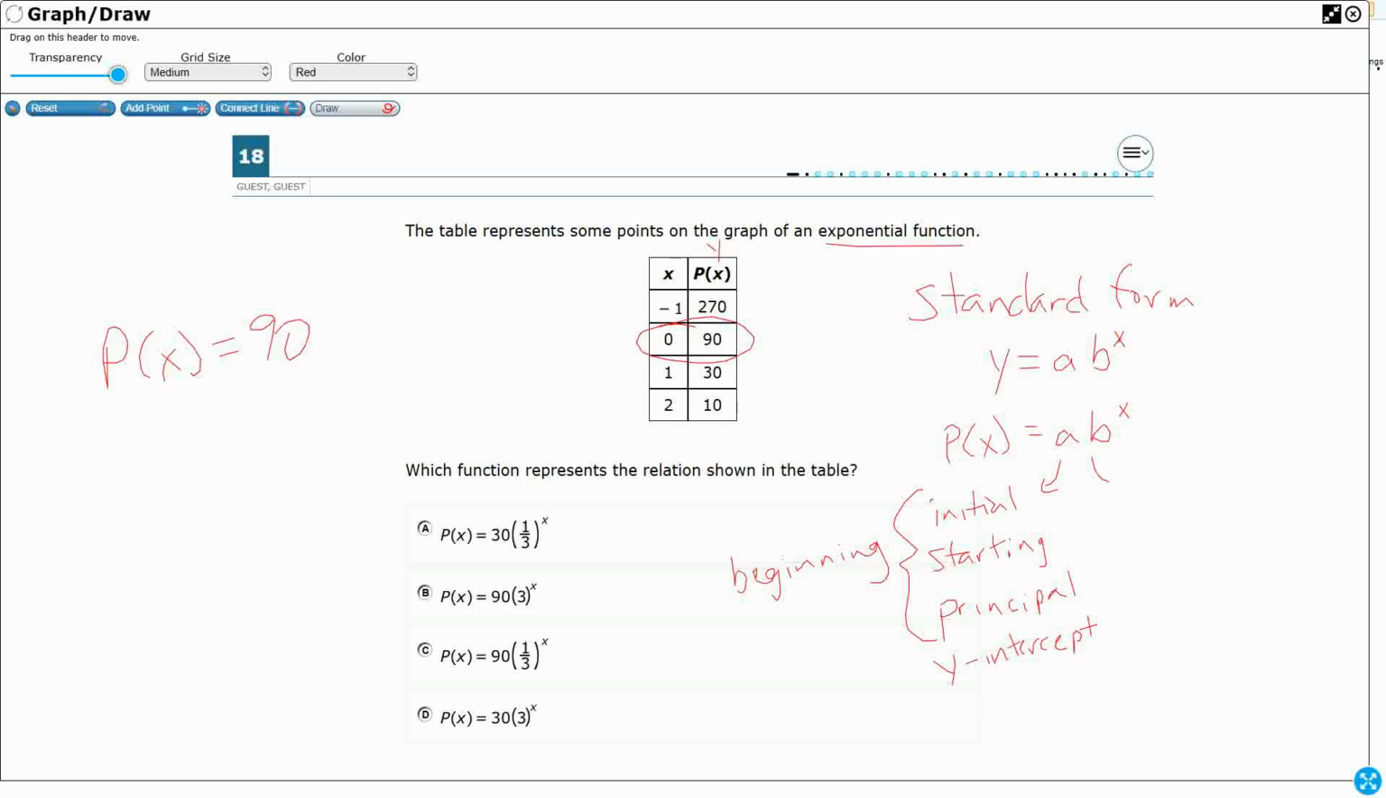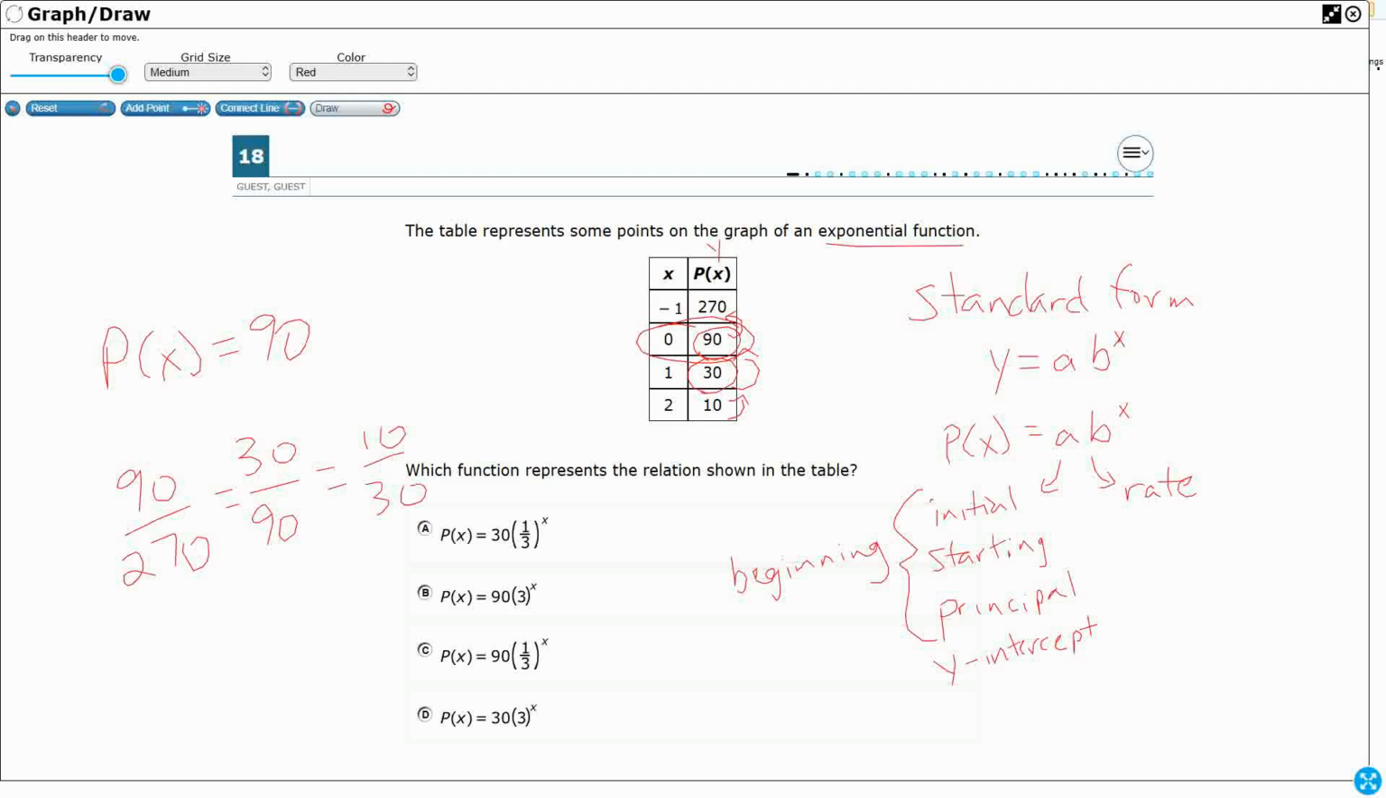What is b? b is my rate, and my rate is how it is changing from unit to unit. These are going by ones, so that's fine. So what we can do is take each p of x and divide it by the previous one, 90 by 270. We can do the same thing here, because we have a constant rate that is growing exponentially. I've got a 10 over 30. So those are all equal.